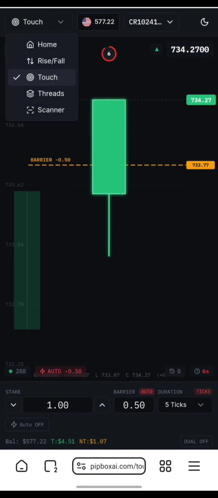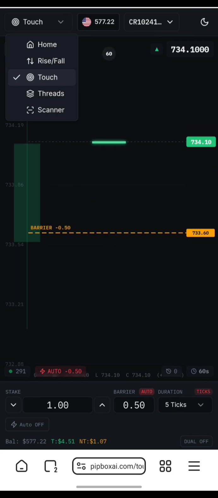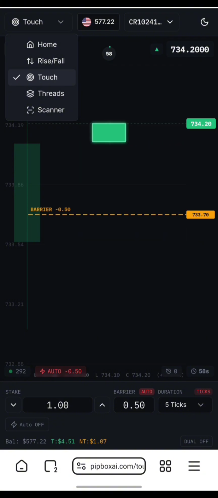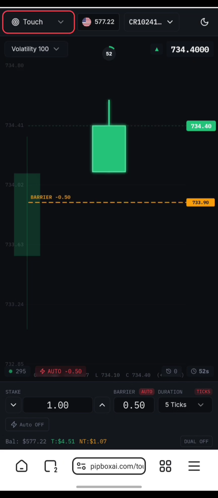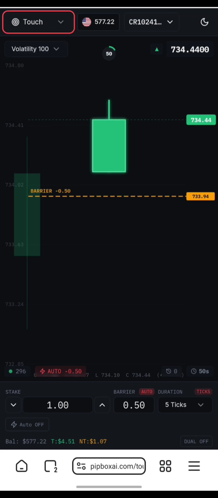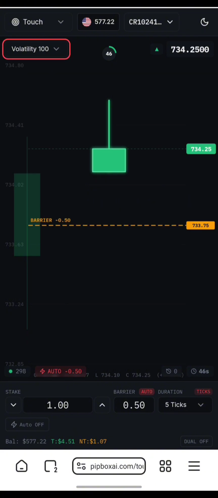And if you don't know how Pipbox works, I have done previous videos showing you how you can connect Pipbox AI to your Deriv account. What you're going to do is click on this left panel here and choose on touch. After you have chosen on touch, make sure that your volatility is volatility 100.